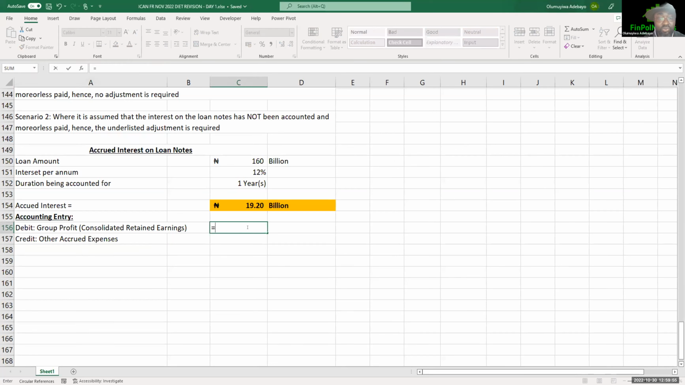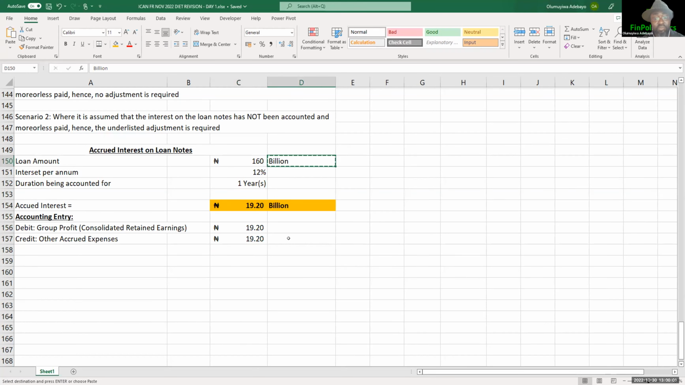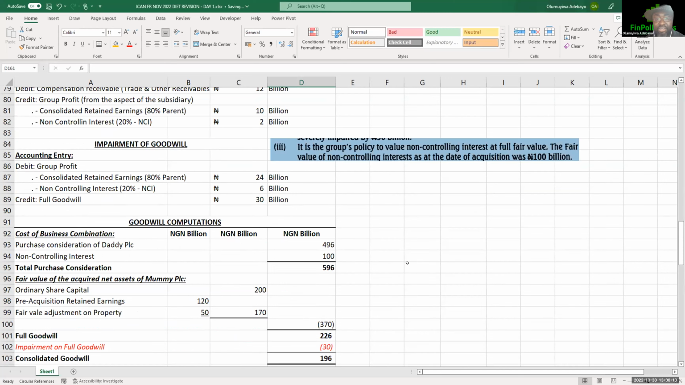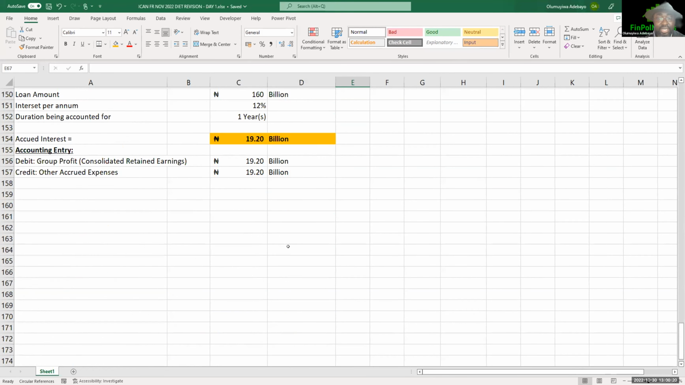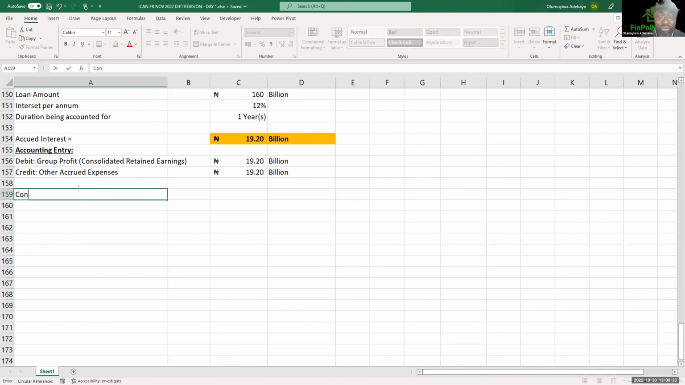Okay, that is that. Now, these are all of the adjustments. The only thing that is left for us is to determine our consolidated retained earnings. Let me put it as the last year: consolidated retained earnings and non-controlling interest as at 31st December 2020.